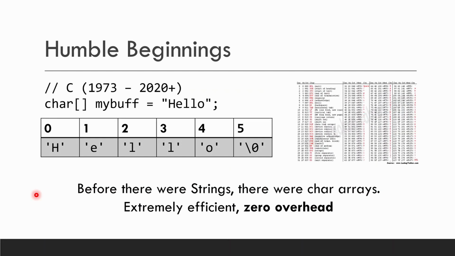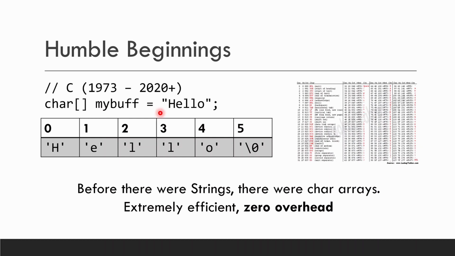Let's start out with a trip back through time, back to 1973 when the C programming language first came out, which is actually still being used today, and go over how this primitive array sort of spawned all these other structures based on its certain challenges and applications. Back in C, there was no such thing as a Java-style string. Instead, all we had was a character array.